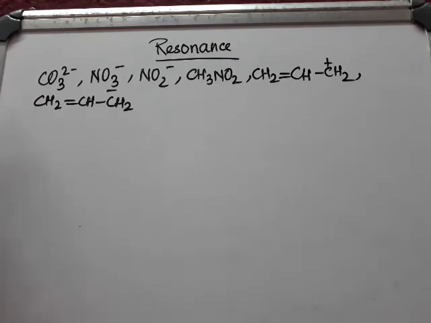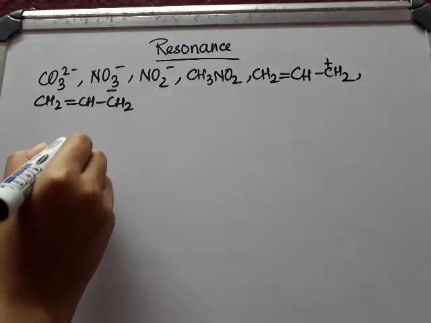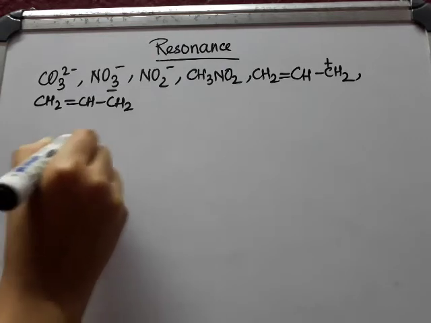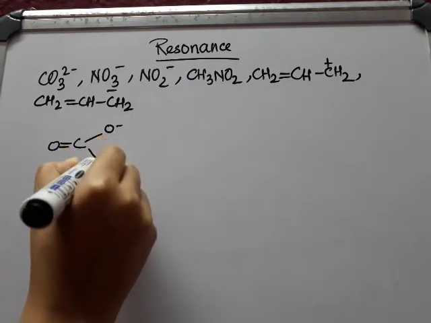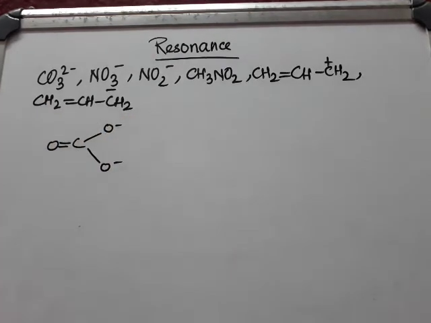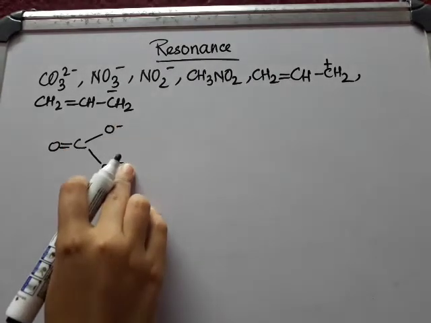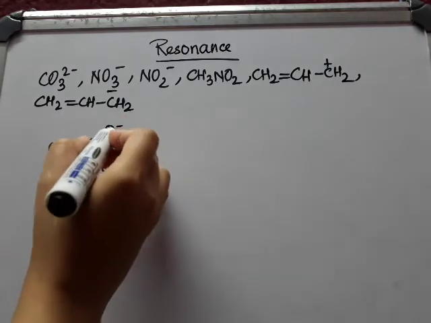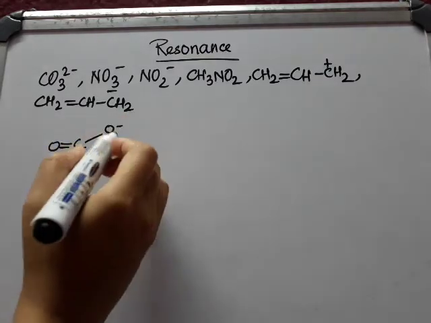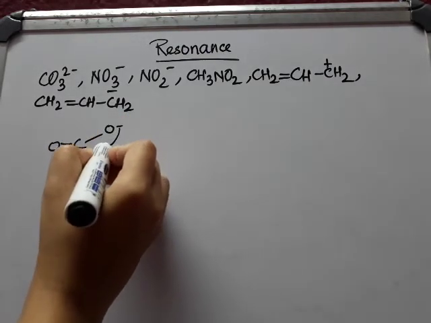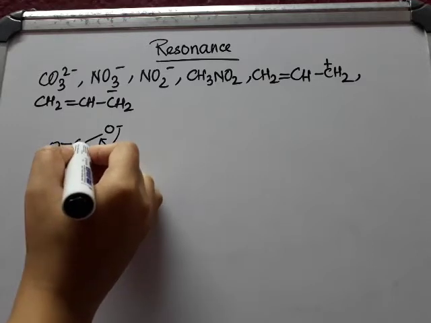So, by resonating structures we can explain this fact. At first we will start with carbonate. This is the structure of carbonate anion, and now what to do? Here are negative charges on oxygen atoms. These are in conjugation with that double bond. So, here one double bond can form between carbon and oxygen.